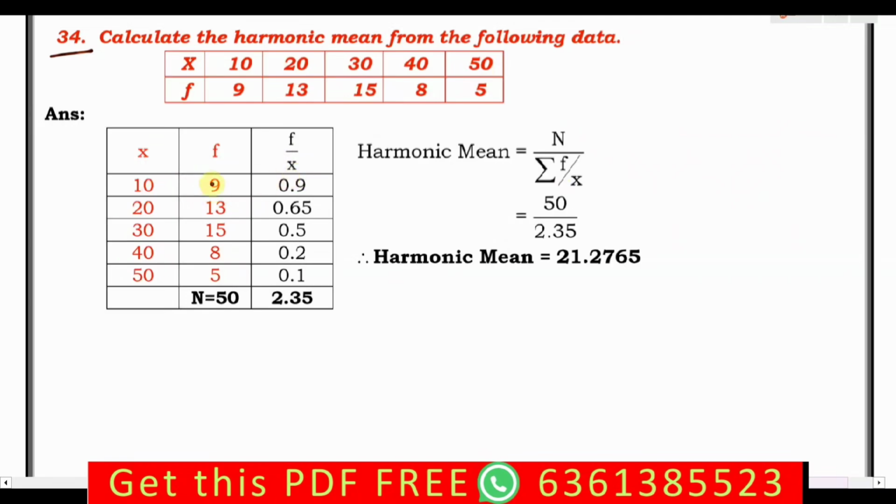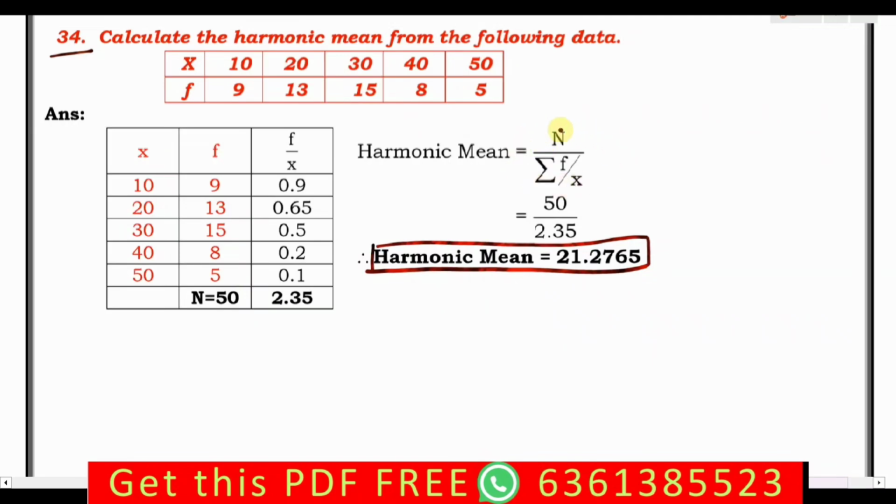f divided by x: 9 divided by 10 is 0.9, 13 divided by 20 is 0.65. Likewise, the remaining data is also calculated. Since we need the summation of f by x, when you add all those values, you are going to get 2.35. So capital N is 50, divided by the summation of f by x, which is 2.35. When we calculate 50 divided by 2.35, we get the harmonic mean as 25.2765.